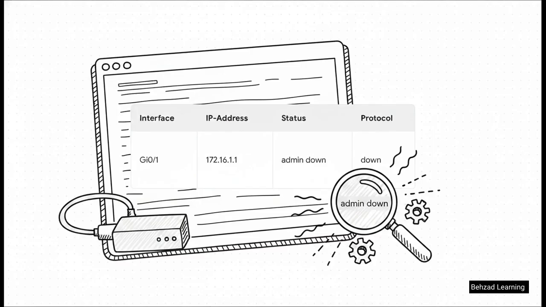And scanning through it, boom, there's our crucial clue. Look at Gigabit Ethernet 0/1. The protocol is down, sure, but look really closely at the status column. It doesn't just say down, it says administratively down. That specific phrase is exactly the smoking gun we need to solve this mystery.